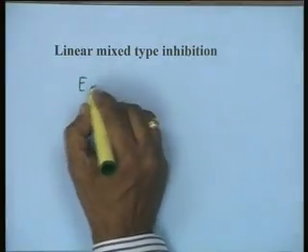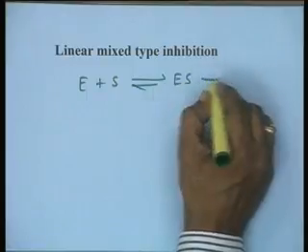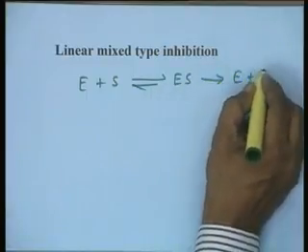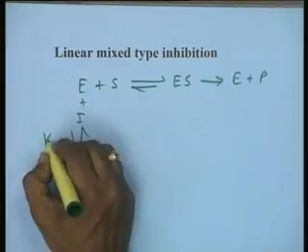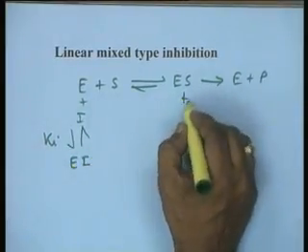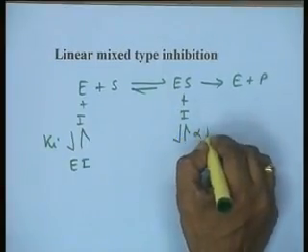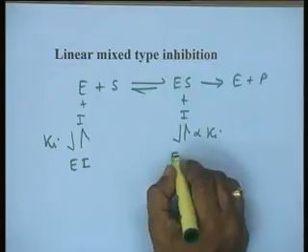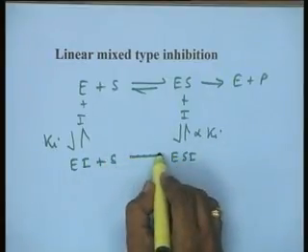If we consider that, in such a case we have ES going to E plus P. Now, E plus I binds with a dissociation constant of Ki, giving EI. Now, ES binds with an inhibition constant of alpha Ki to give ESI, and here also substrate binds.